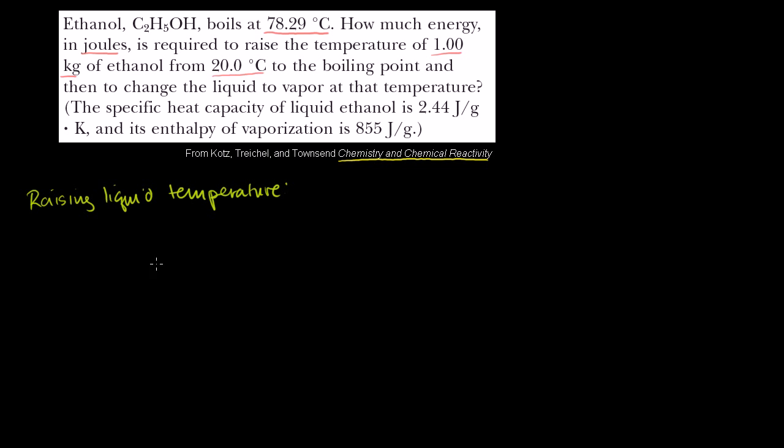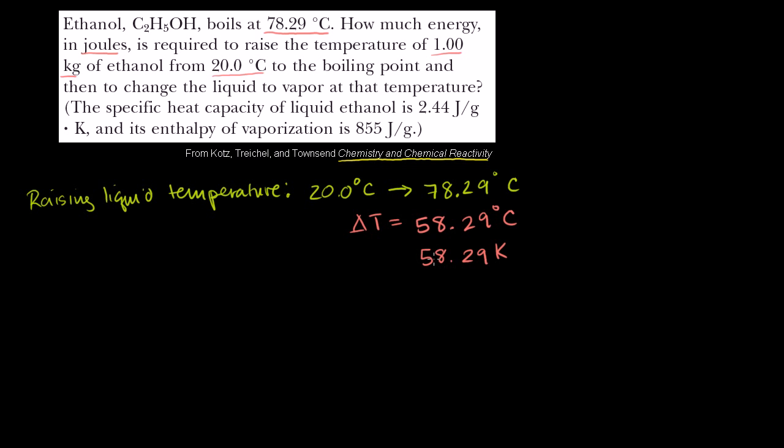The first thing I like to do is figure out how many degrees we are raising the temperature. We're going from 20 degrees Celsius to 78.29 degrees Celsius. So how much did we raise it? Well, 78.29 minus 20 is 58.29. So our change in temperature is equal to 58.29 degrees Celsius, or this could even be 58.29 Kelvin.